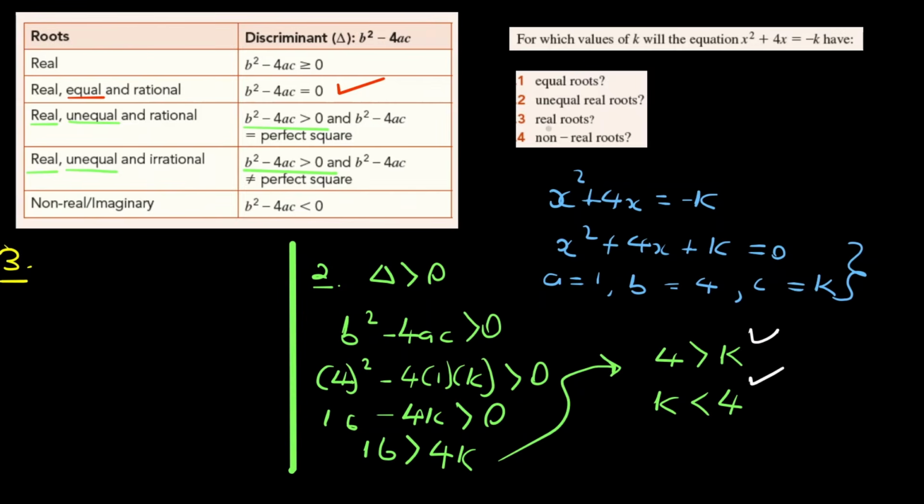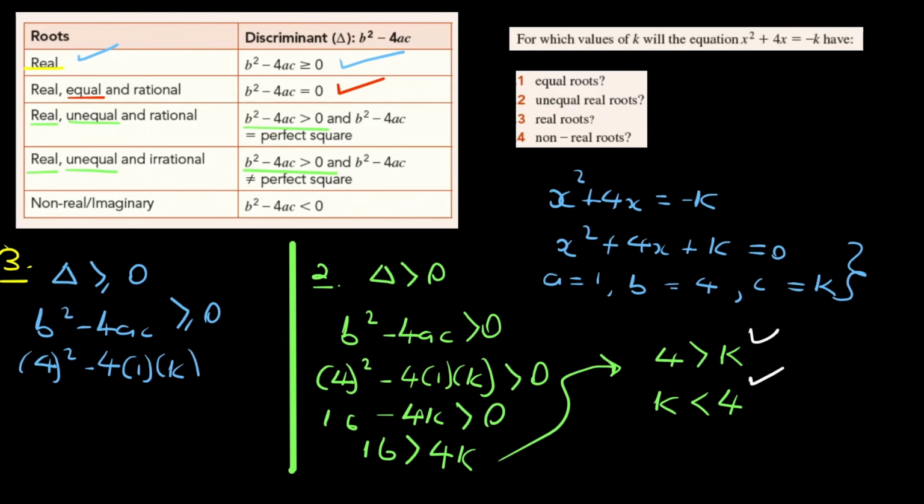And they're asking us for real roots, only real roots. For only real roots, you can see real roots, it's when the discriminant is what? It's greater than or equal to 0. So we know that our discriminant needs to be greater than or equal to 0. That will be b squared minus 4ac is greater than or equal to 0. Our b value is 4 squared minus 4, a is 1, and our c is k, greater than or equal to 0. We know that it will be 16 minus 4k is greater than or equal to 0.